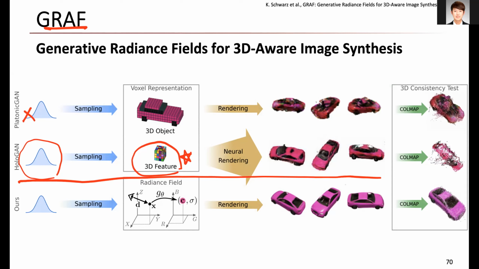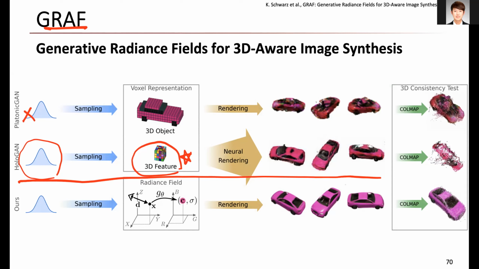Now, what is GRAF? To understand this, you have to know the neural radiance field. This is just a brief mention, so if you are interested in more, please see the original paper. Neural radiance field synthesizes novel views of a complex scene by optimizing an underlying continuous volumetric scene function, maybe a 3D scene function, using a sparse set of input views.